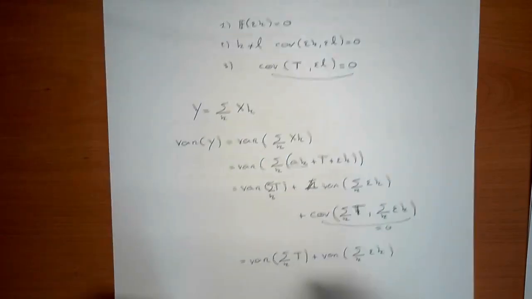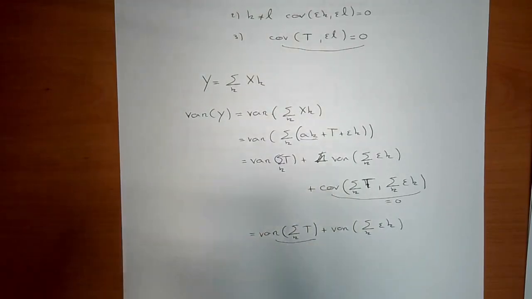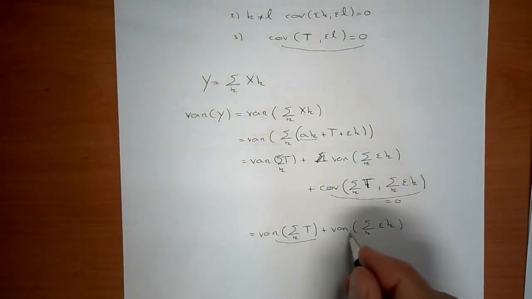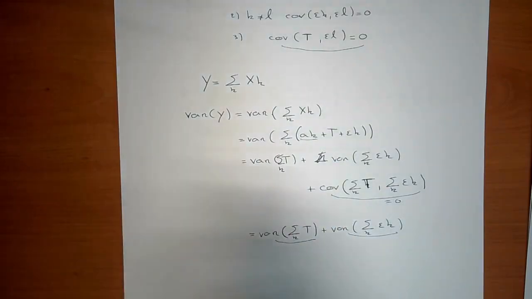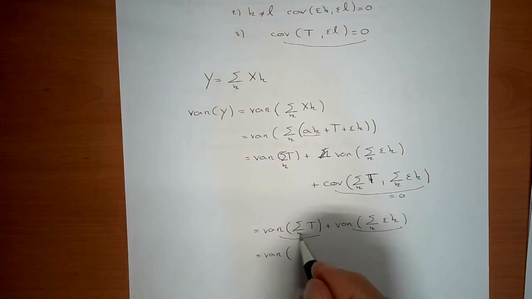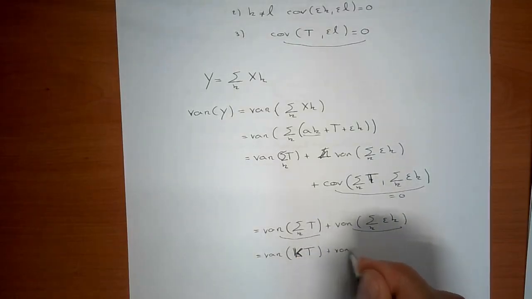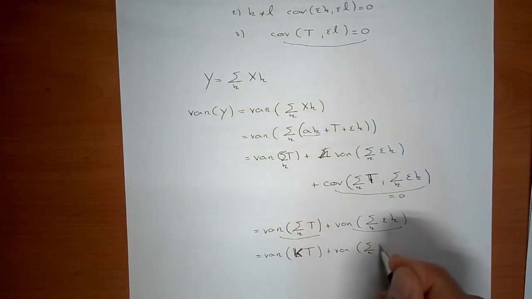You could say this is what you want to capture. This is the common part, what's really interesting, and then you have all these noise parts. Now you can simplify a little because T is the same for every k. With big K questions, this becomes K times T, plus the variance of all the noise terms.